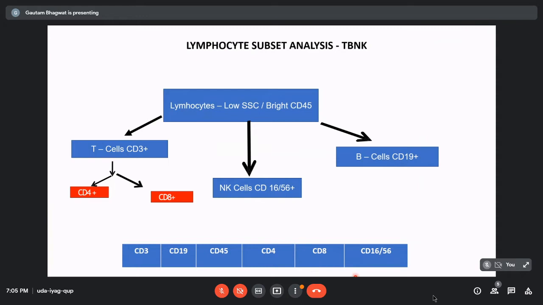And B cells, as we know, CD19 is a pan B cell marker. So using a combination of these six antibodies, we can get into the various subsets of lymphocytes. Now this, as you can see, requires at least a machine which has a 6-color capacity. However, if you have a 4-color machine, this can be done with 2 tubes, but the more colors a machine has, the more permutation combinations are possible and the better it is.